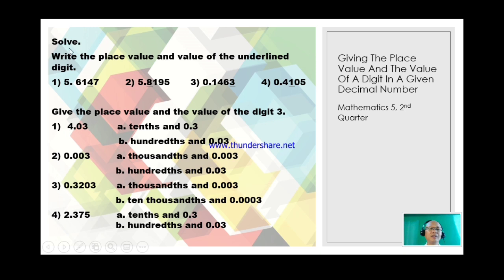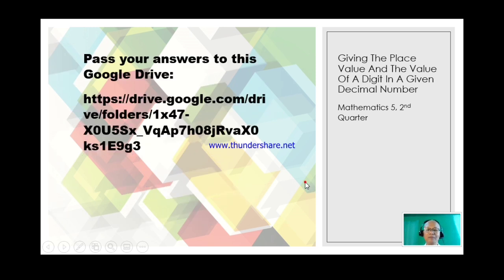We have there: solve, write the place value and the value of the underlined digit, 1 to 4. The next is give the place value and the value of the digit 3. So you just circle the letter of the correct answer. Okay, done with your screenshot. Here's our Google Drive link. Screenshot that again, then pass your answer to this Google Drive.